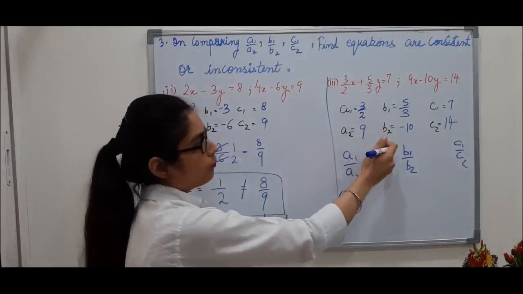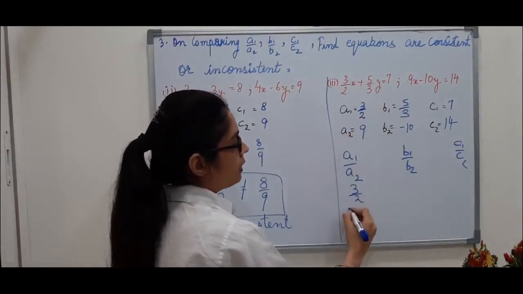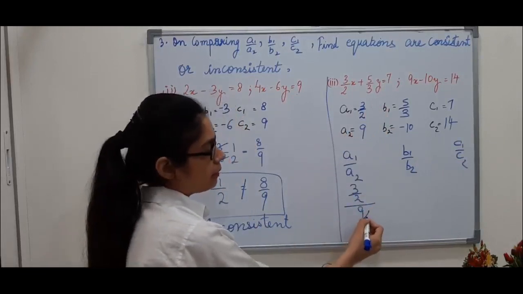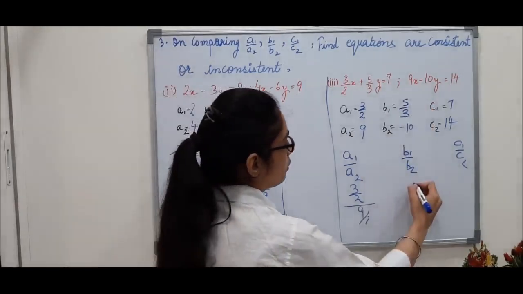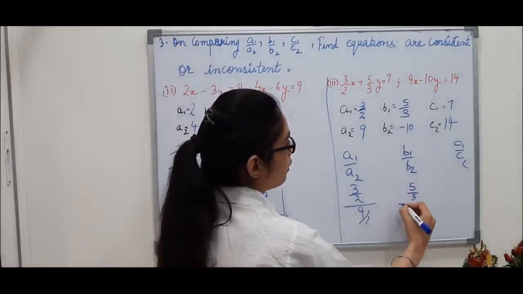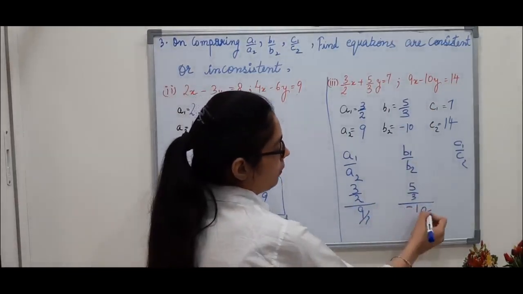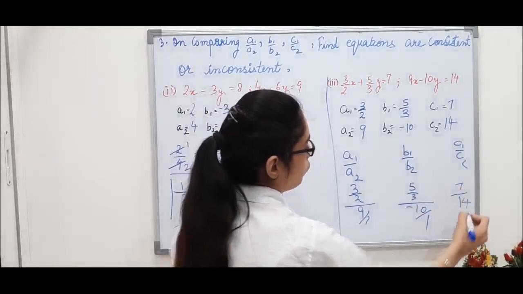A1 by A2. A1 is 3 by 2, A2 is 9. So 9 I will write as 9 by 1. Again B1 is 5 by 3, and this minus 10 I will write as minus 10 by 1. And here it's simple, 7 by 14.